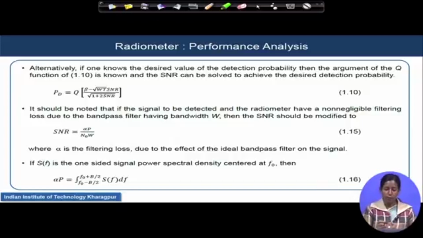It should also be noted that we consider the radiometer to have negligible filtering loss. So that filter loss is not considered in the signal to noise ratio computation, but if there is a reasonable loss, given by alpha, which is a filtering loss, then the SNR should be modified by alpha into P by N0 W. And if I consider that S(f) is a one-sided signal power spectral density centered at the transmission frequency f0, then this alpha P, the signal power, can be obtained by integration over the bandwidth of capital B.